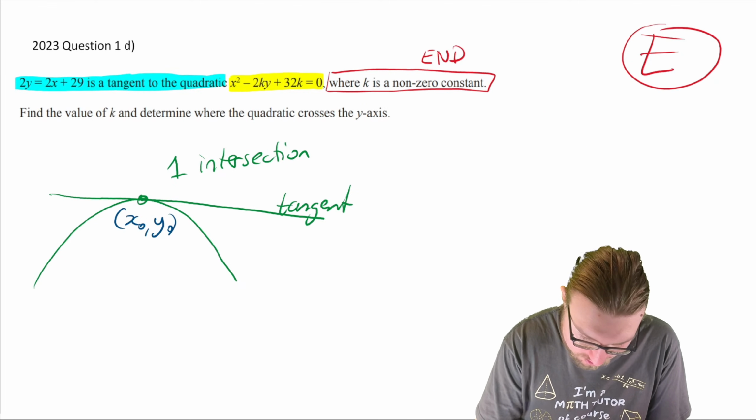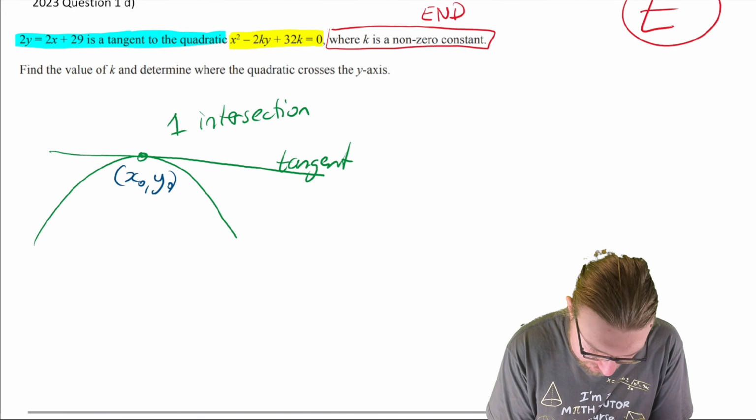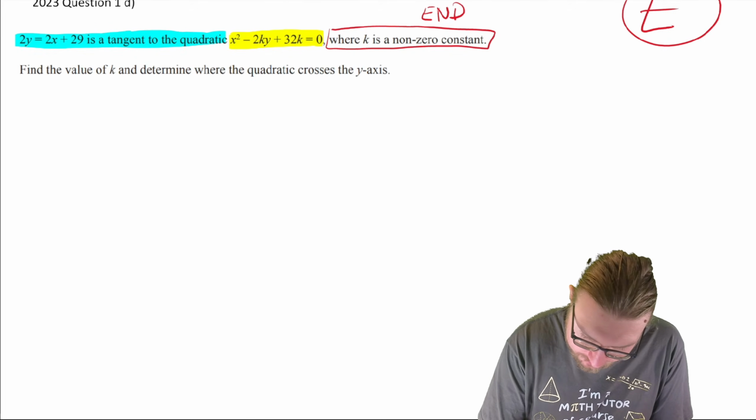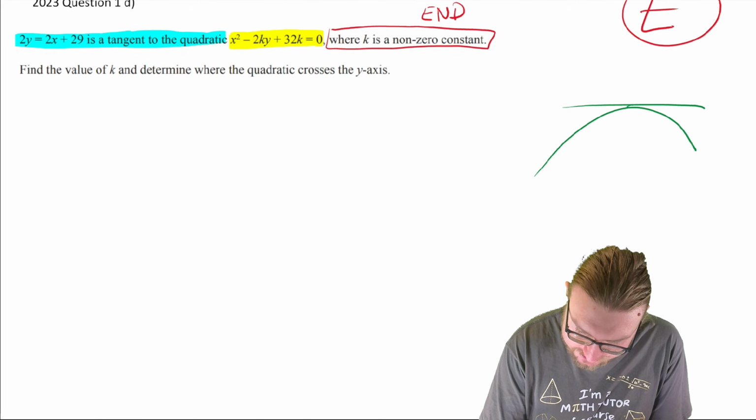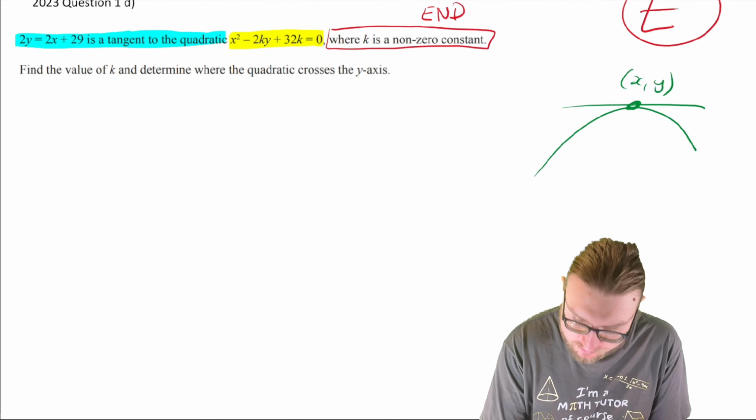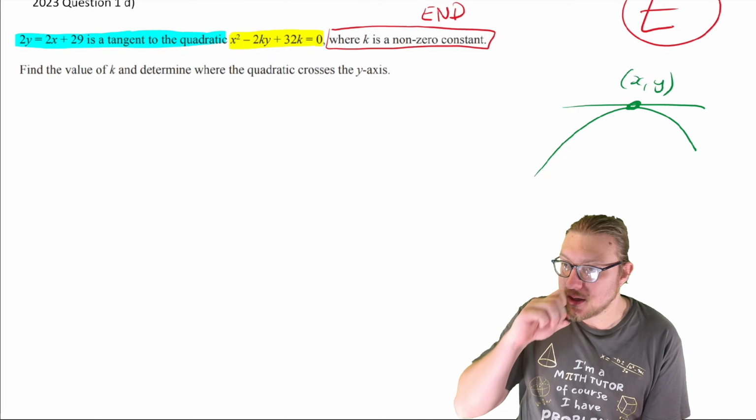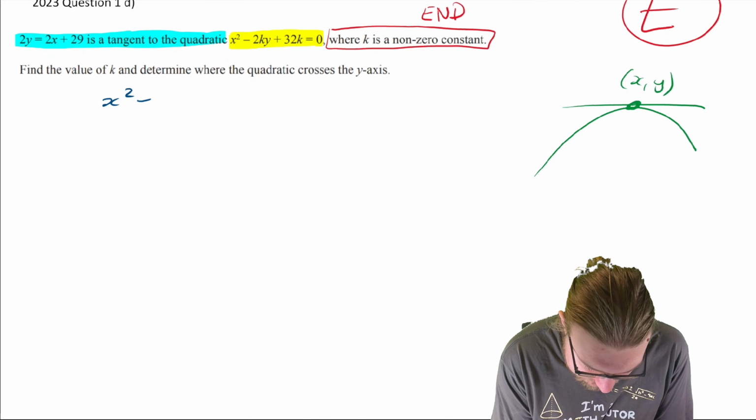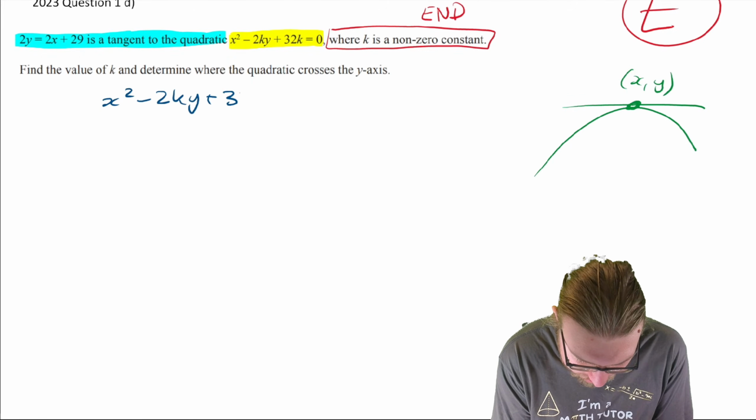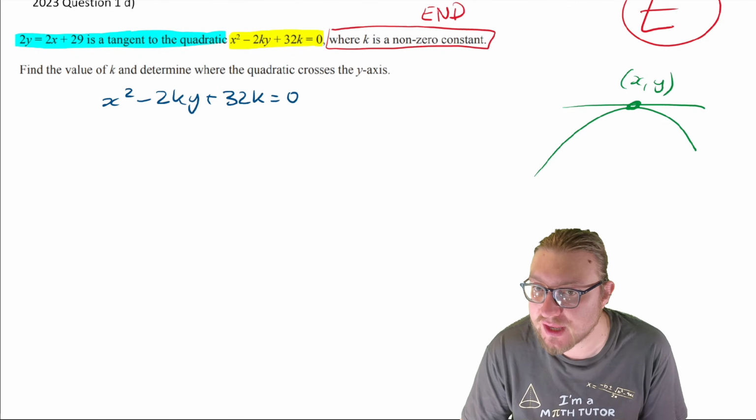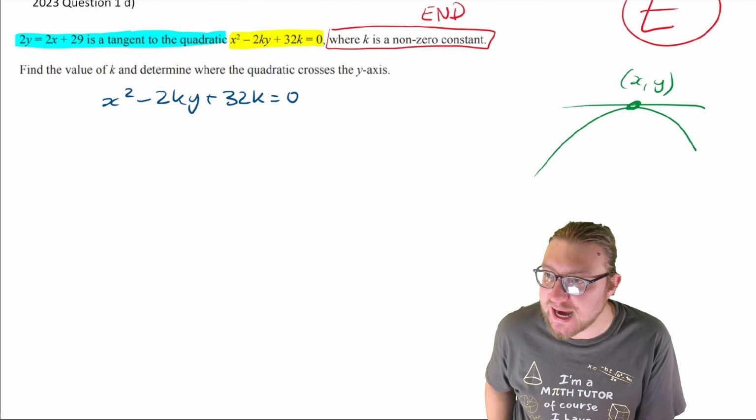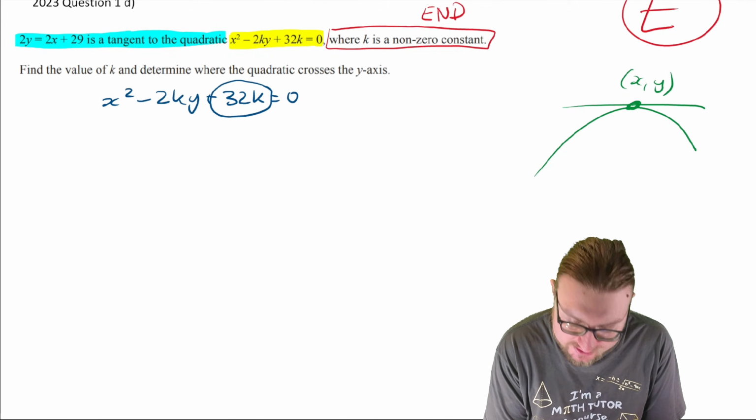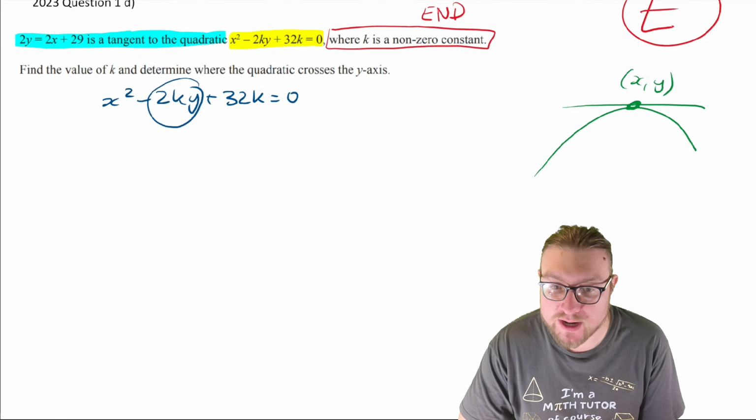So let's take all of this off because we're going to need a little bit of space. Now, where we have our equation, we know it's a tangent line. We have one x and one y value, and that's all we're interested in. Our equation, the quadratic, is given as x squared minus 2ky plus 32k is equal to 0. We have an x in there, a y in there, and that k, which is just a number. And 32k is just a number as well. It's annoying that we have a y.